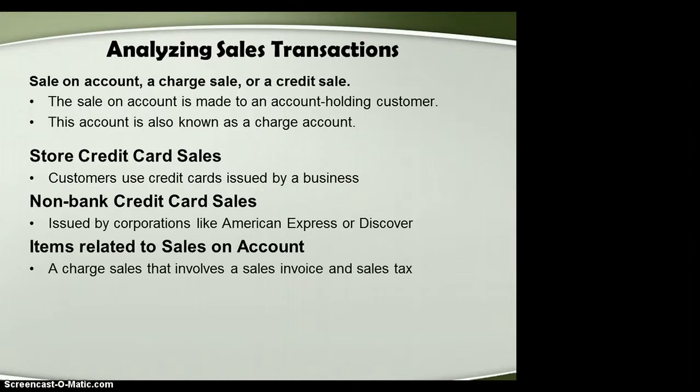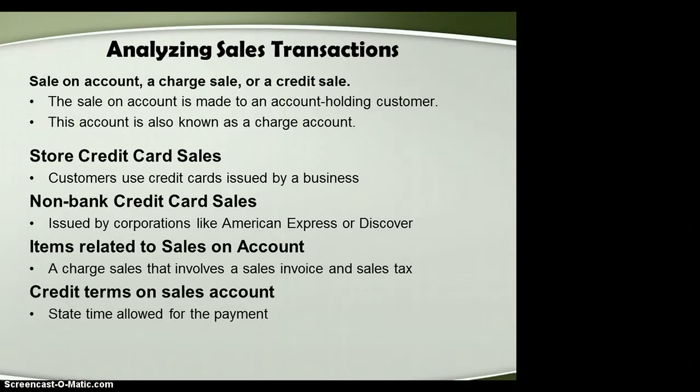Items related to sales on account. A charge sale involves the sales invoice and sales tax. And then credit terms on sales accounts state the time allowed for the payment. So all of these items are types of sale transactions, and your credit terms just define the plans for payment on these transactions.